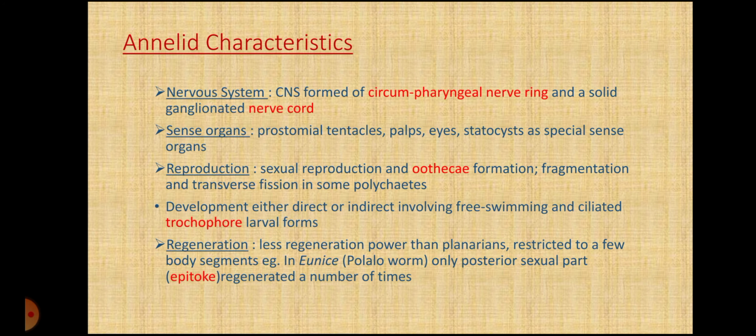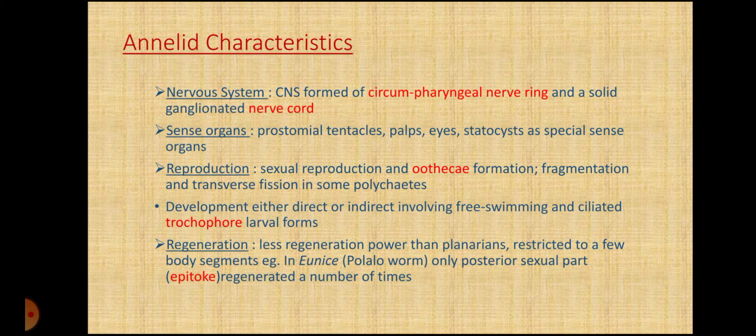Then next is the nervous system. In annelids, the central nervous system is formed of a circumpharyngeal nerve ring and a solid, double, midventral, ganglionated nerve cord. The two nerve cords are enclosed in a common sheath called the epineurium. Nerve cords generally have double ganglia in each segment. In oligochaetes, giant nerve fibers are present for rapid conduction of nerve impulses.